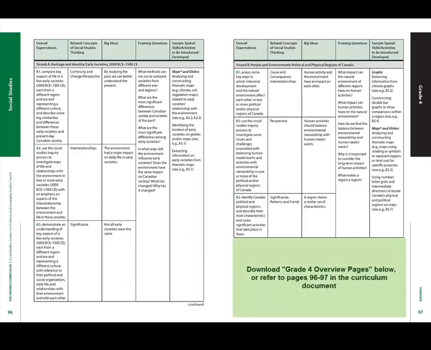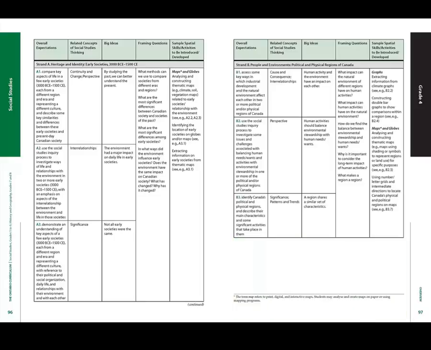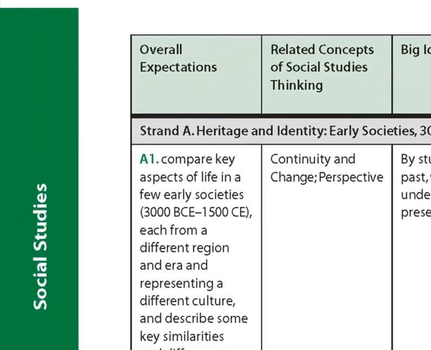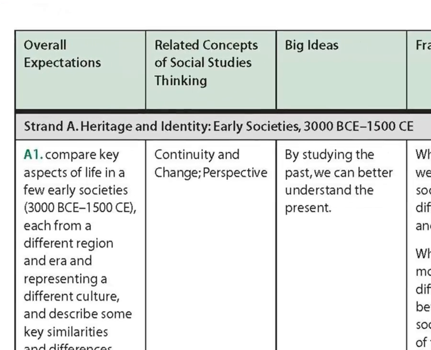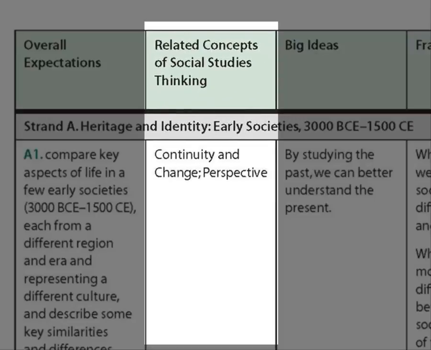Please refer to the sample overview page for grade 4 that can be found on page 96 of the document or that you can download from this site. These charts are meant to present an overview of the grade-specific curriculum and are meant to provide a starting point for planning and instruction for each overall expectation, which are listed in the first column. It identifies a related concept or concepts of thinking.